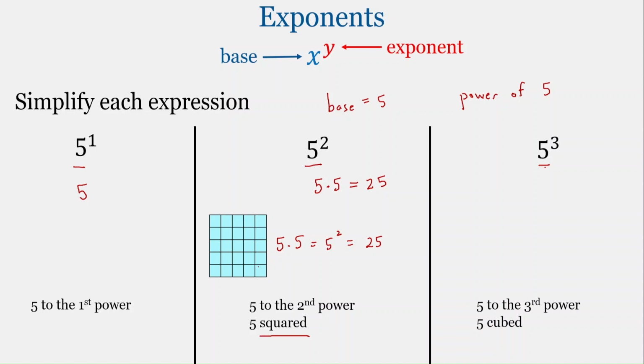And then finally we have 5 to the third power. So we have a base of 5, exponent of 3, so we have 5 times 5 times 5. Well, 5 times 5 is 25, times 5. So let's go ahead and do 25 times 5. 5 times 5 is 25. Carry the 2. That's 10 plus 2 is 12. So this is 125.